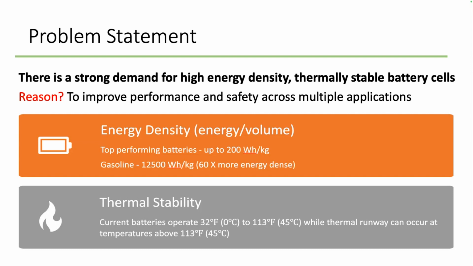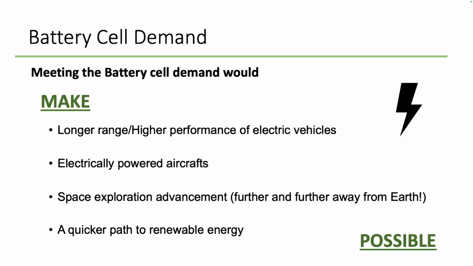Obviously, because certain batteries can only operate at a particular temperature range, and once they move further than a temperature range, it's more likely for fires to occur. And also you can see that gasoline is actually 60 times more energy dense than batteries, which means batteries have a long way to go to actually catch up.